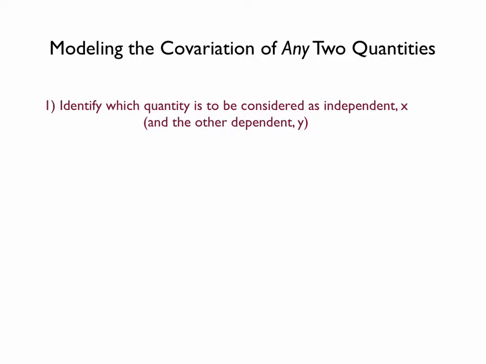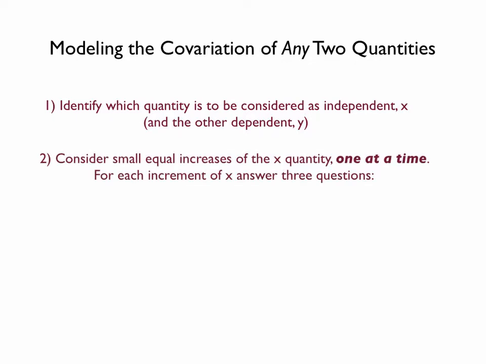First, we want to identify which quantity should be independent, like our input, and the other dependent, like our output. Usually we use x as the independent variable and y as the dependent, but that's just convention, it doesn't necessarily have to be true. And then here's what we're going to do first: we're going to consider small equal increases of the first quantity.